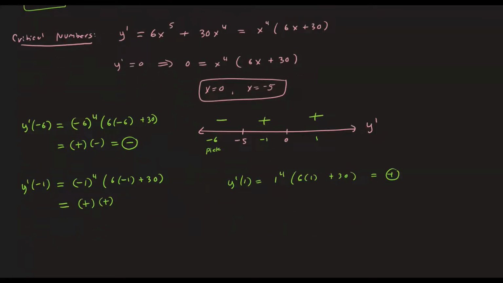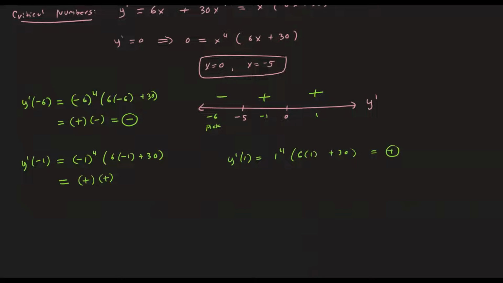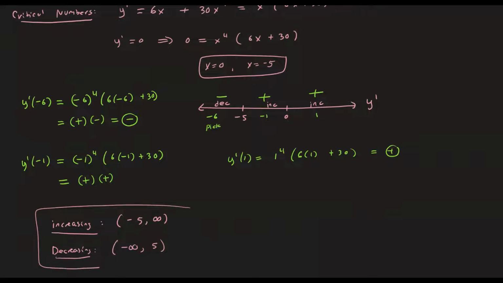So we know that our critical numbers are -5 and 0. So we're decreasing here, increasing here, and increasing here. So the function is increasing from -5 all the way to infinity, and it's decreasing on the interval from -infinity to -5. So we'll always put this down.